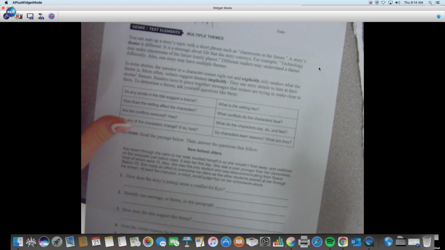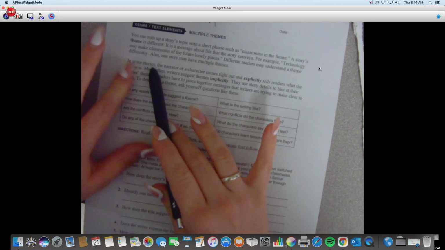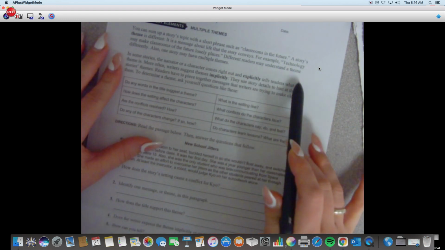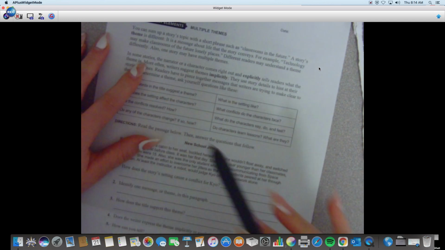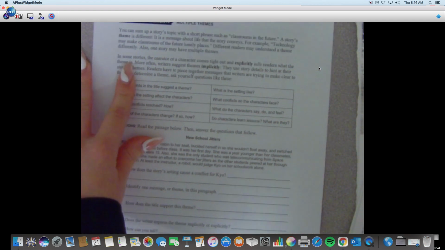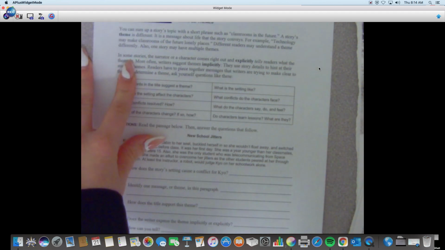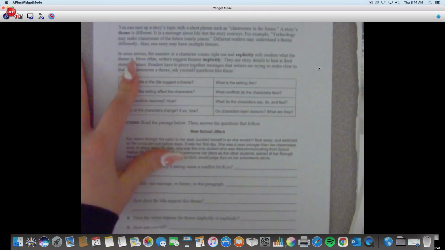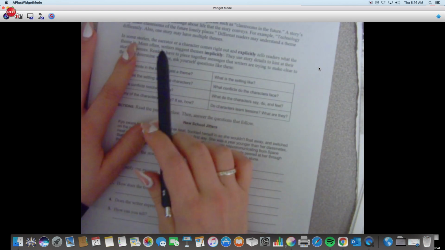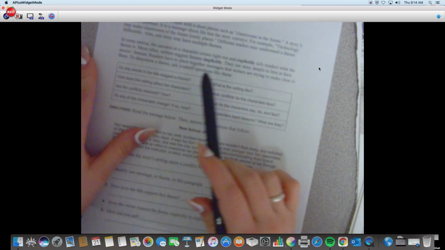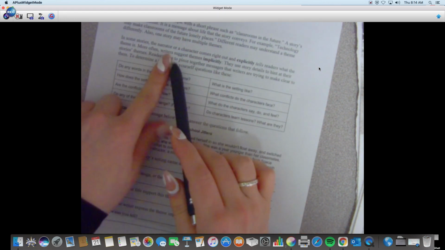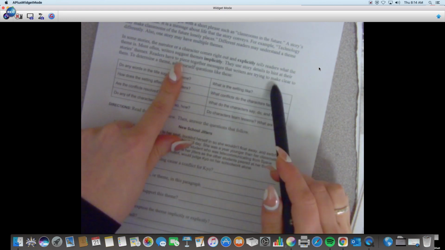Okay, so the next thing it says, in some stories, the narrator or a character comes right out and explicitly tells readers what the theme is. So that's basically meaning that sometimes an author will tell you the theme, but more often than not, the author will imply the theme, meaning that the author is going to hint at the theme, but not actually tell you the theme. More often, writers suggest themes implicitly. They use story details to hint at their story's themes. Readers have to piece together messages that writers are trying to make clear to them.